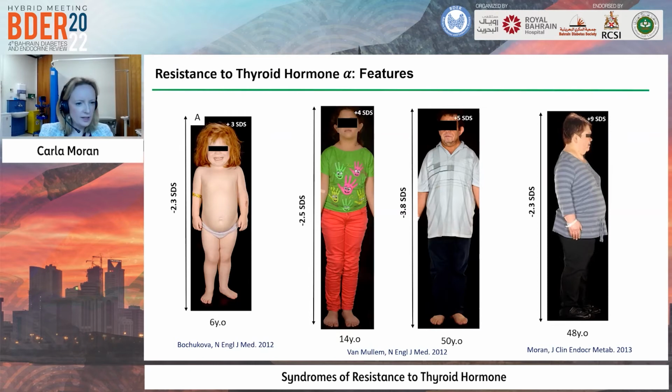The first child, the 6-year-old on the left of the screen, had a very protuberant abdomen, which you can see there, and she had very profound constipation. The patient on the right had a very severe learning disability to the point where she had been institutionalized her whole life, and she could only speak in single words.